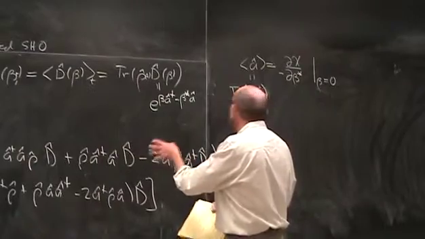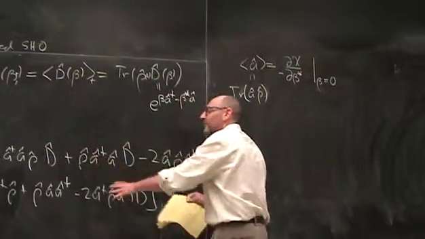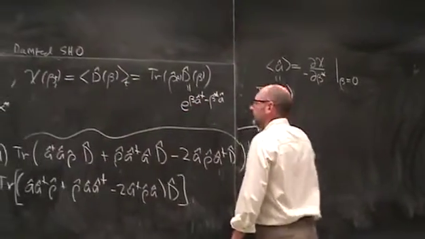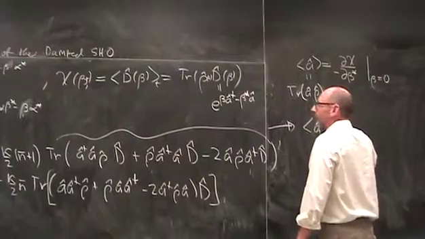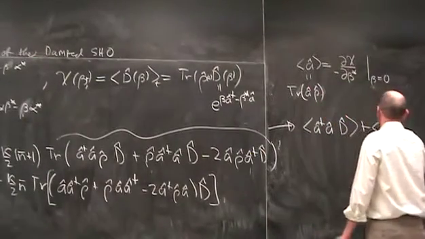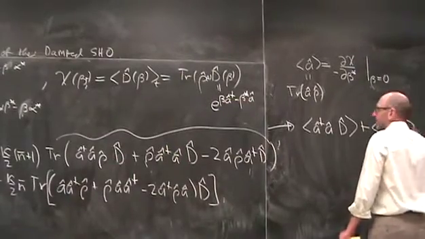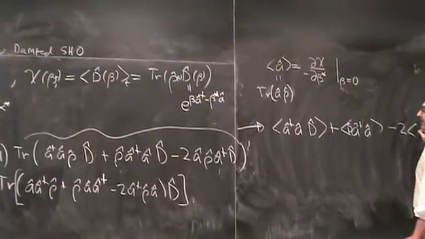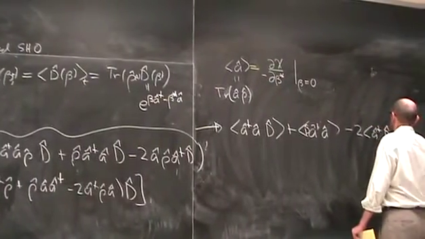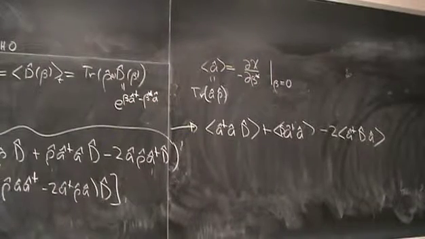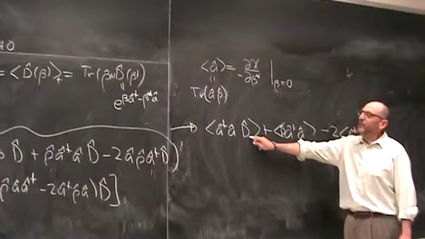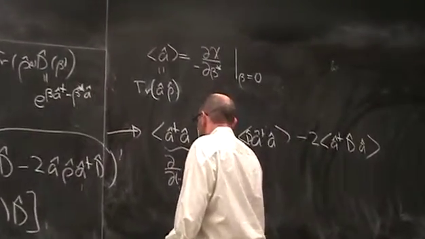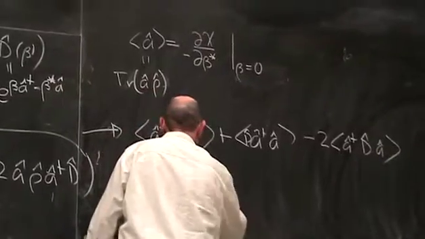What we need to have is this thing in the right order. When we take this trace, let's look at an example. This whole stuff over here is equal to the expected value of A dagger A D plus the expected value of D A dagger A, right? Because when you do the cyclic property, you get that, and then you get minus 2 A dagger D A, right? Now, this is good. This is equal to the partial derivative with respect to minus beta star and the partial derivative with respect to beta of the characteristic function.